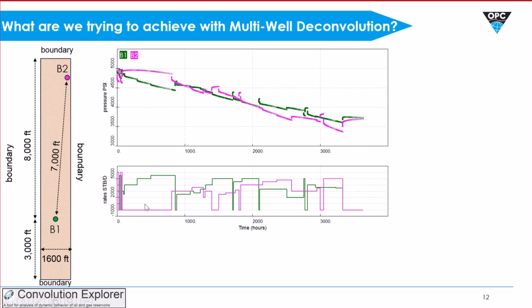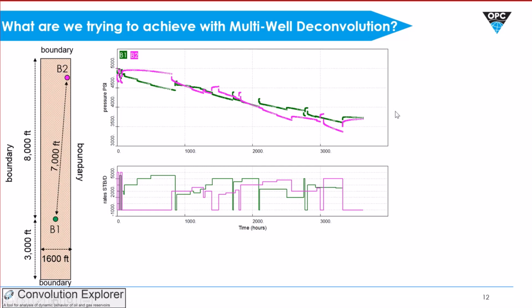So as we shut in B2 and produce B1, we can see here the pressure at B2 starting to fall due to production at B1, not due to its own production. All I was trying to do there was to prove to you that these wells interfere. I don't have any large fault going across the field that would separate these two wells.